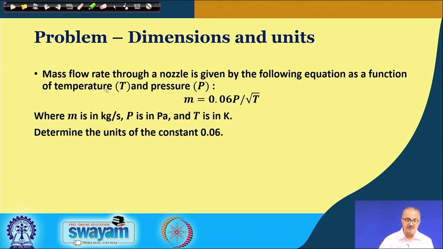Here we are given that the mass flow rate through a nozzle is given by the following equation. In this equation we have the pressure and the temperature. The mass flow rate is given in kg per second, pressure in Pascal and temperature in Kelvin. So, we have to determine the unit of this particular constant 0.06. Please understand, depending on the unit being used in the equation, the value of the constant will change. So, we have to first find out the dimension of this particular constant.